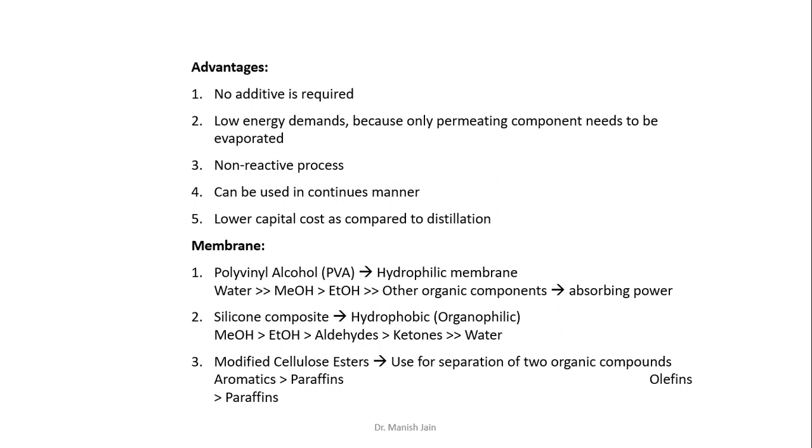The second type of membranes are the hydrophobic membranes, which have a higher affinity towards organic compounds. So you can use this type of membrane to separate organic compounds from water. Suppose you have water which contains a small amount of organic impurities like alcohols, aldehydes, ketones or phenols. You can remove those phenols or ketones from the water by using silicone-type membranes. These organic compounds will selectively permeate through the membrane, then be vaporized on the permeate side.